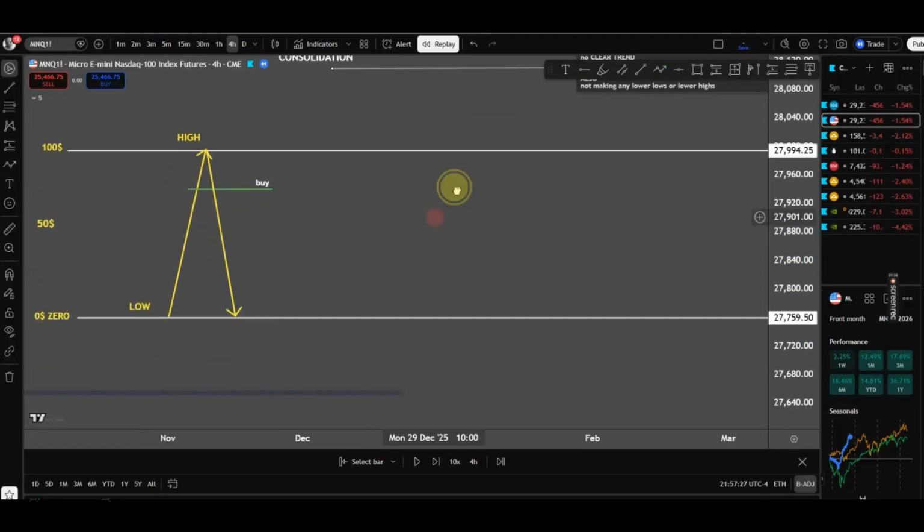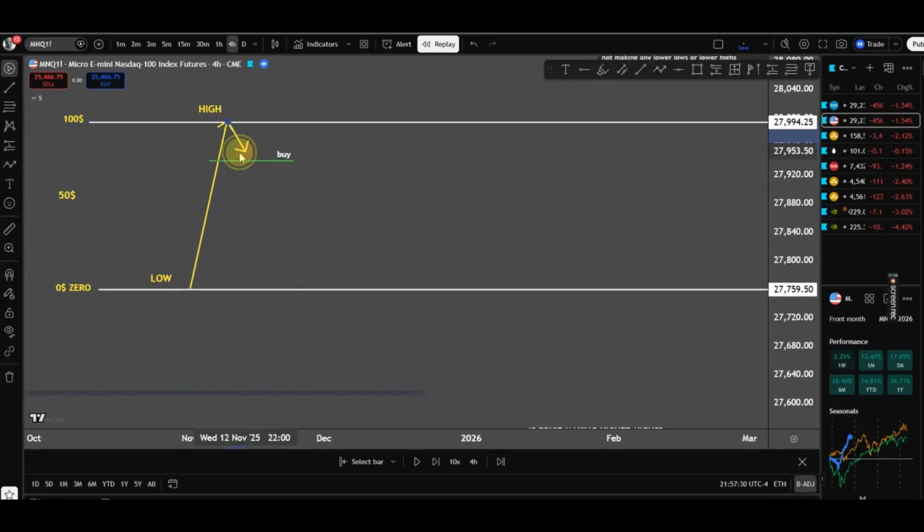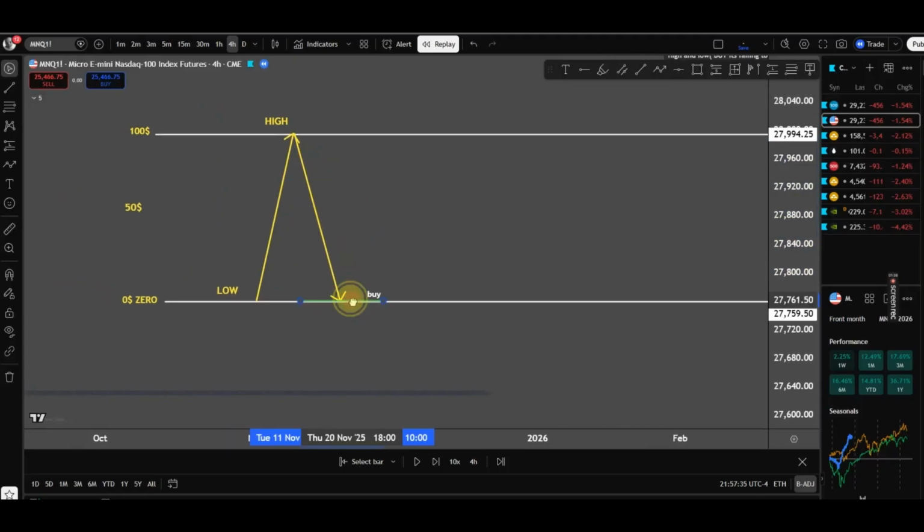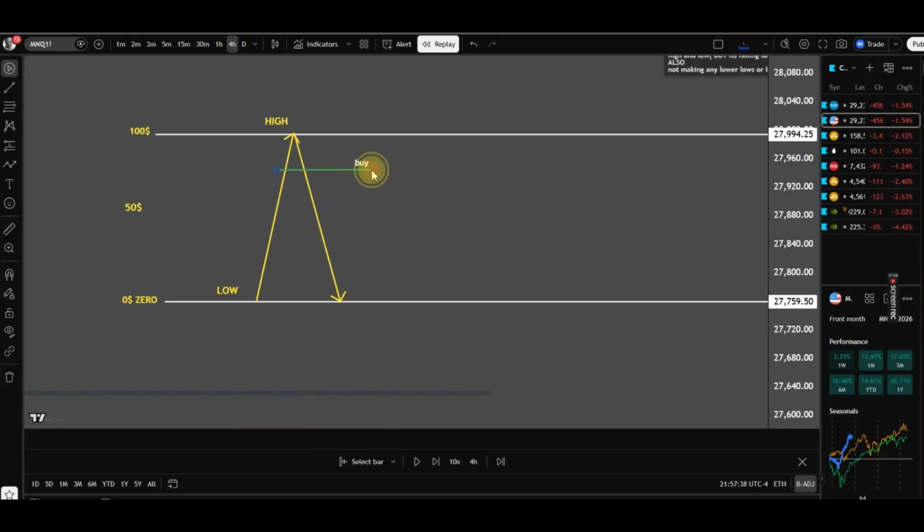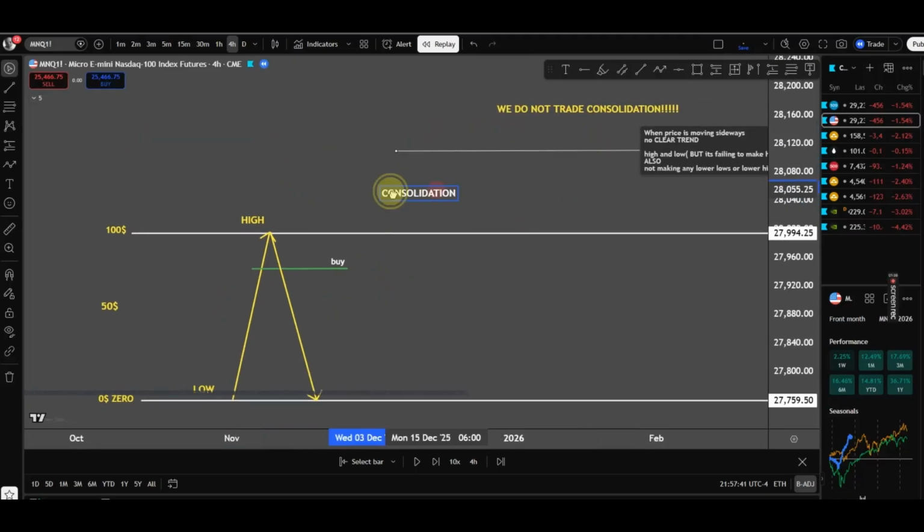And I'll go over that in another video too. You're going all the way down. You press buy right here. Price is going to go all the way down. Now you lost all this money right here because you traded during a consolidation phase.